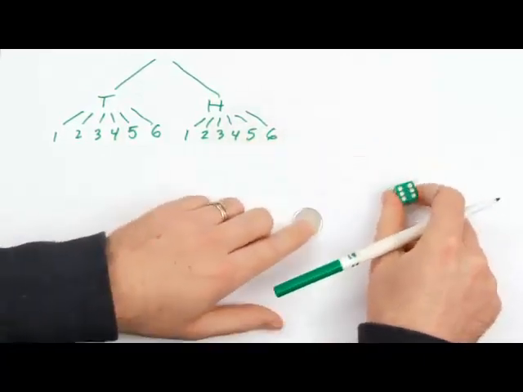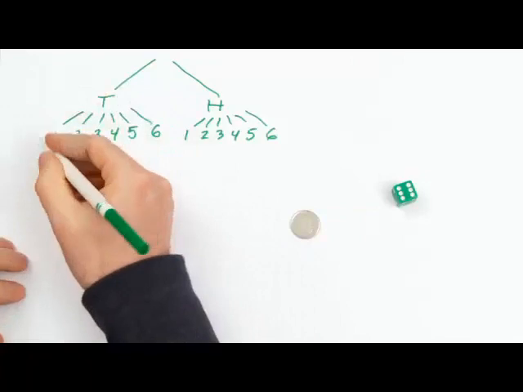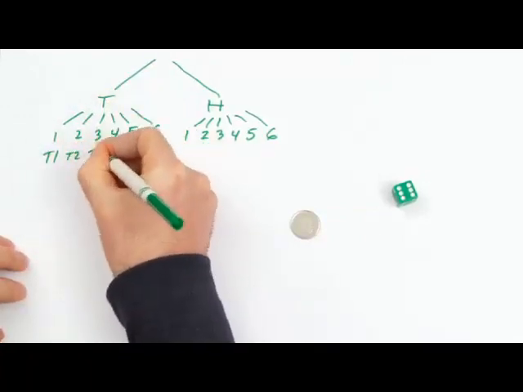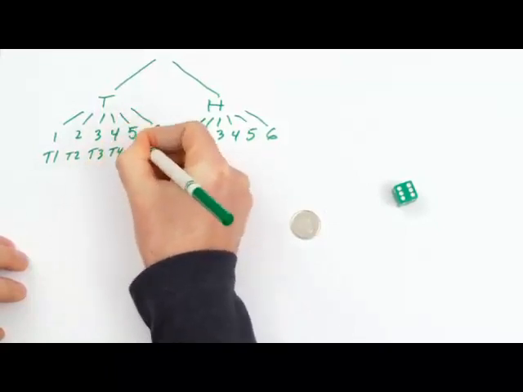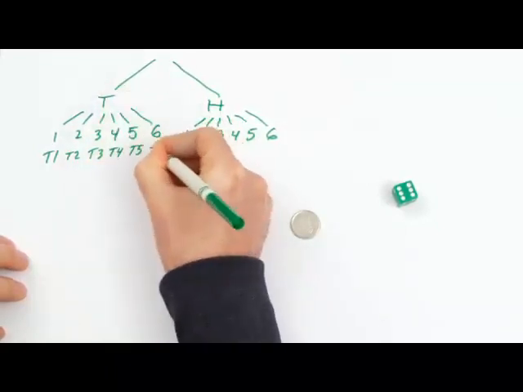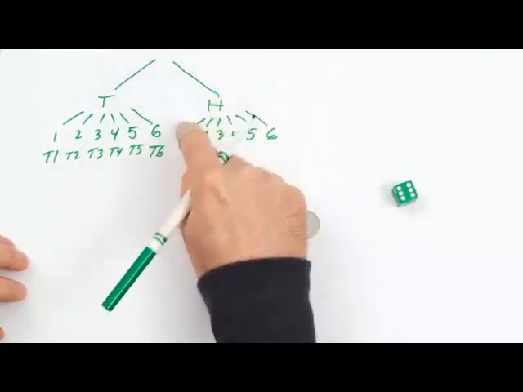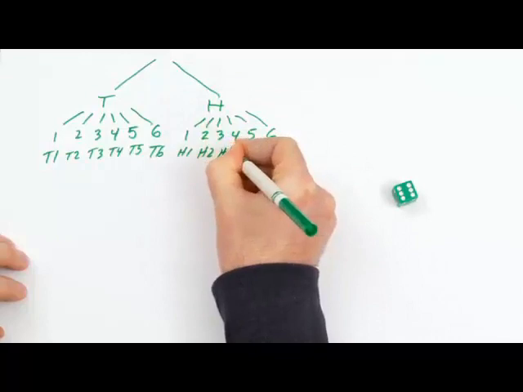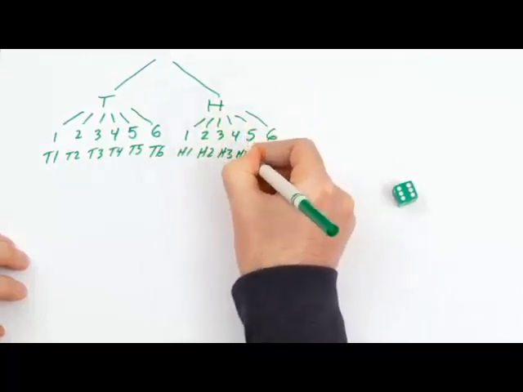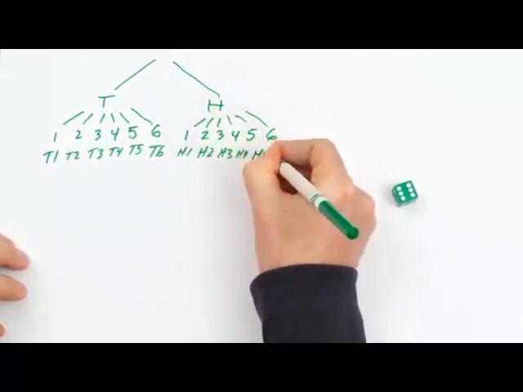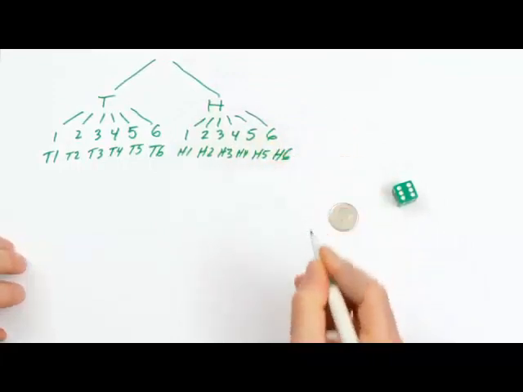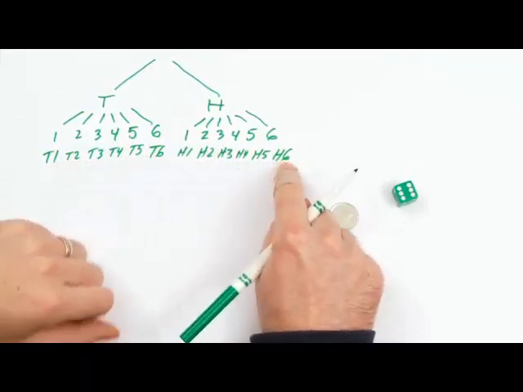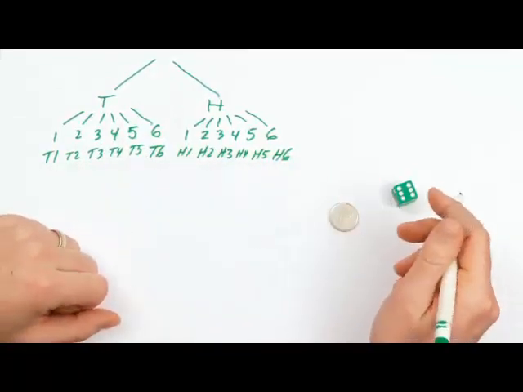So all my possible outcomes would be tails and 1, tails and 2, tails and 3, tails 4, tails 5, tails 6, or if I'd gotten heads first, heads 1, heads 2, heads 3, getting pretty cramped in here, heads 4, heads 5, or heads 6. So we can see that there are 1, 2, 3, 4, 5, 6, 7, 8, 9, 10, 11, 12. There are 12 different outcomes for this experiment.